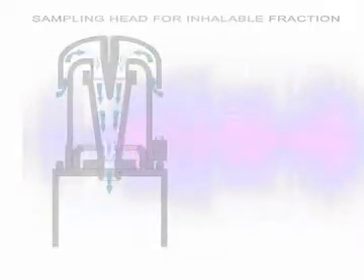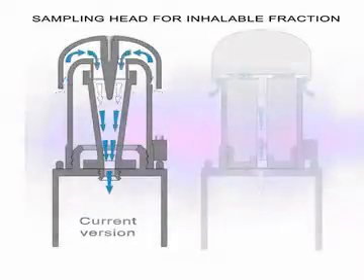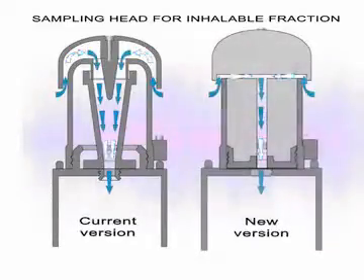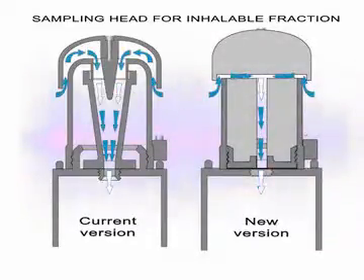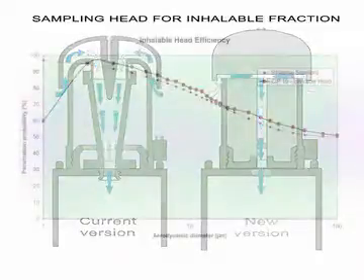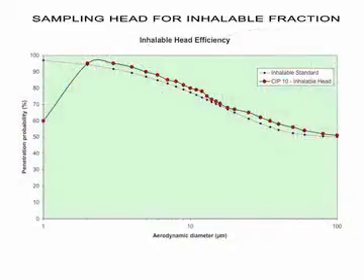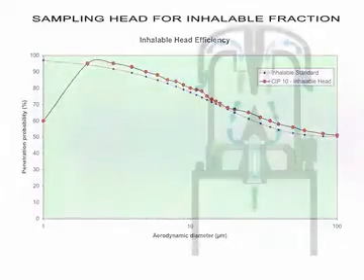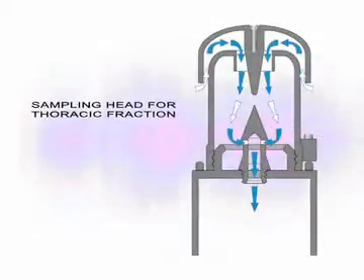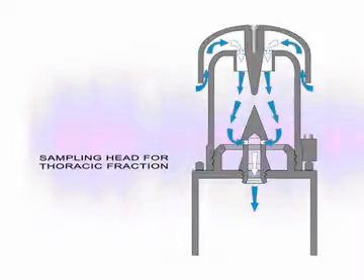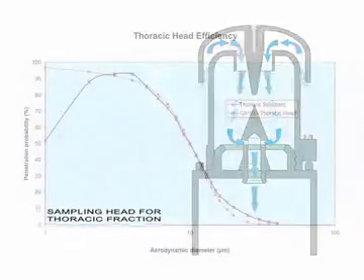For your information, the inhalable selector enables the collection of the particles that enter the respiratory tree. For your information, the thoracic selector only lets through particles that are deposited in the tracheobronchic region.